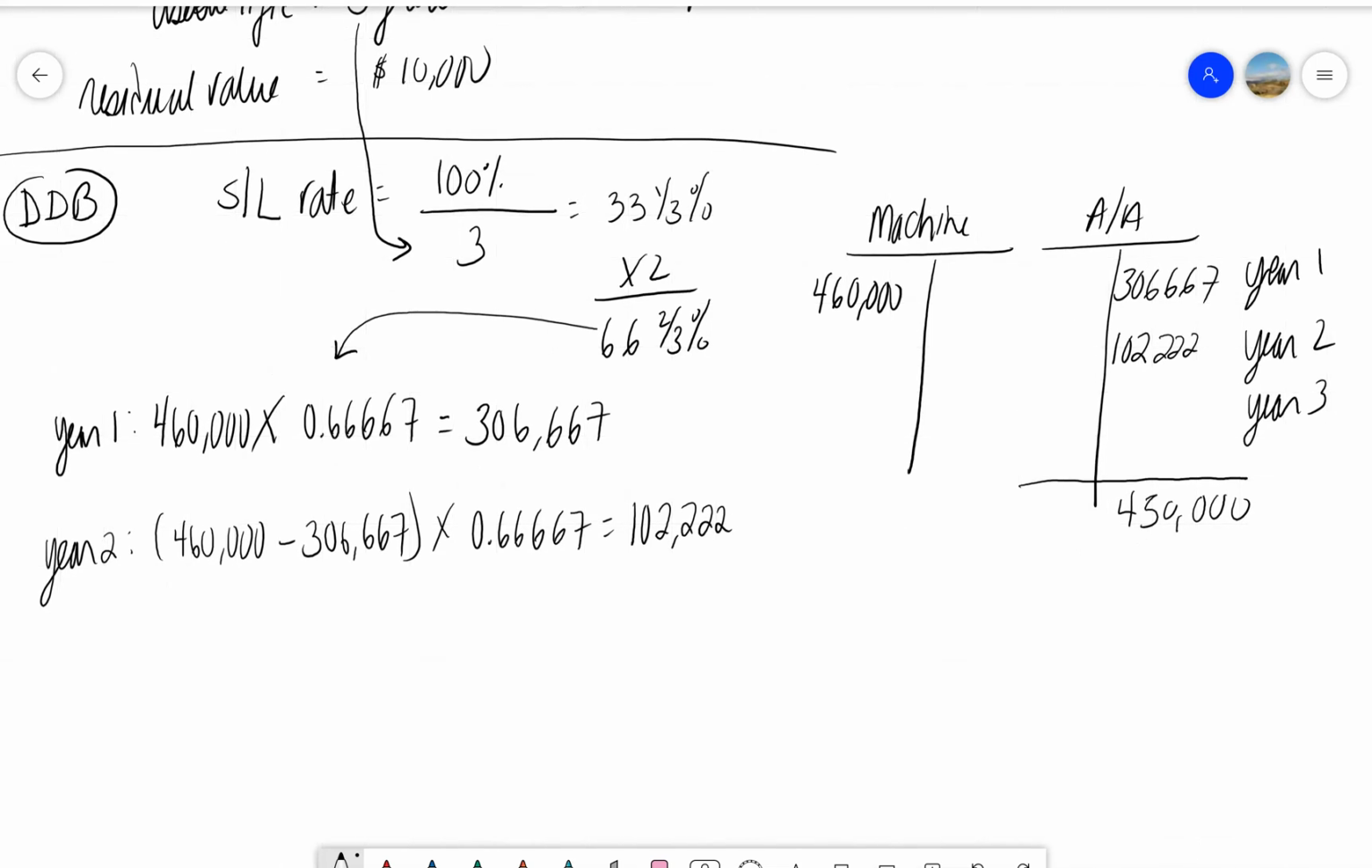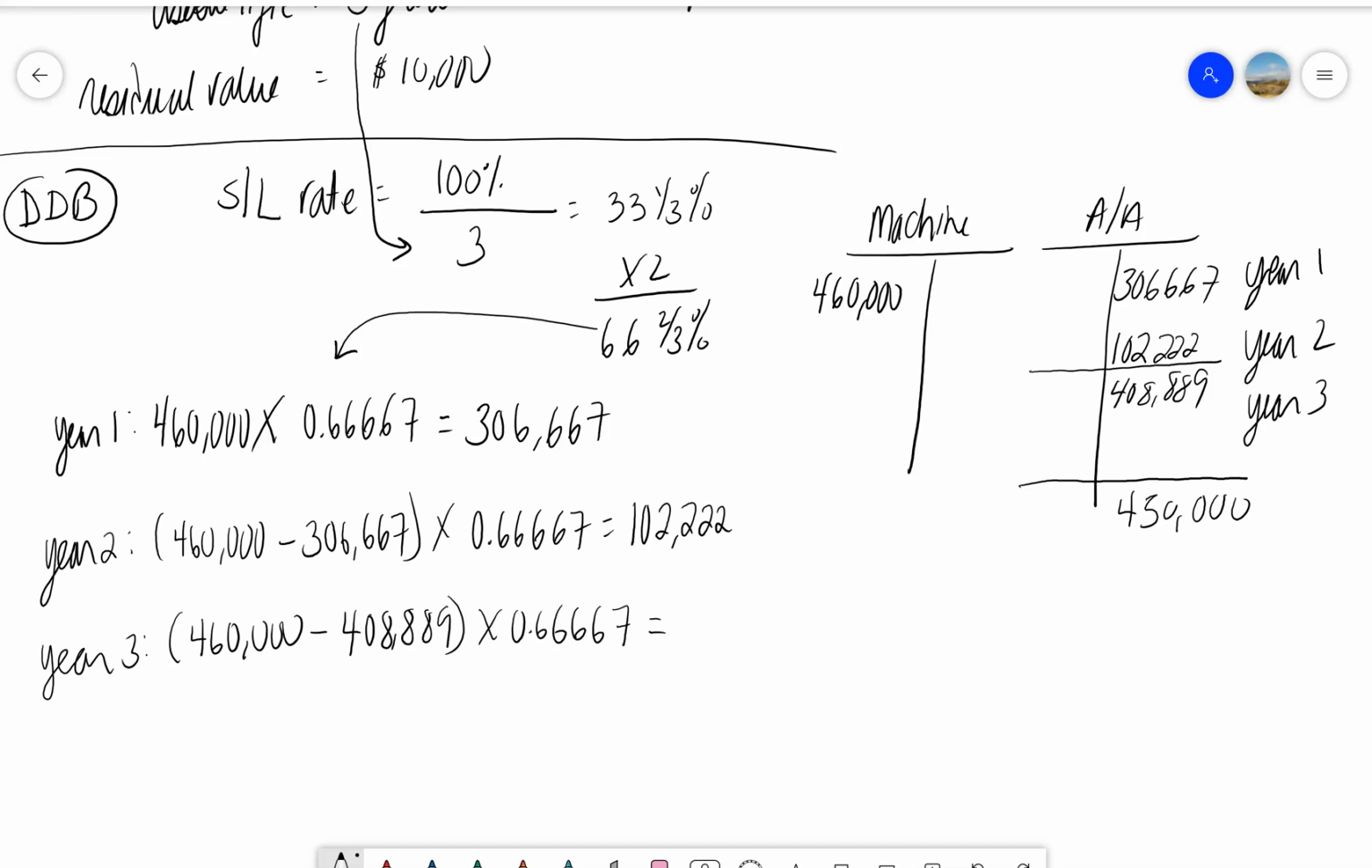Now is where we have to keep track of what our book value is at the end of year two. So at the end of year two, this is going to be $408,889. Now, if we actually do the calculation for year three, in year three, the book value is $460,000 minus $408,889. And then we multiply that by the double declining balance rate, 66 2/3%. Just do that calculation and let's just see what we get.